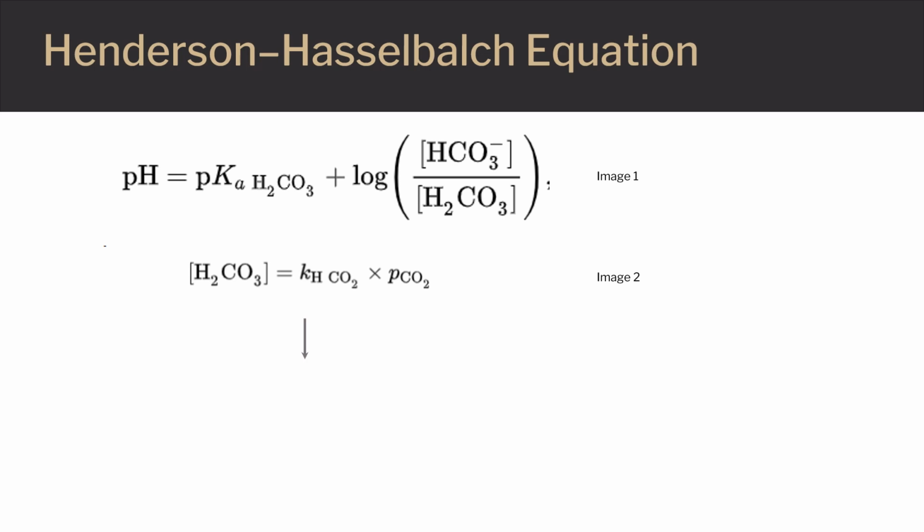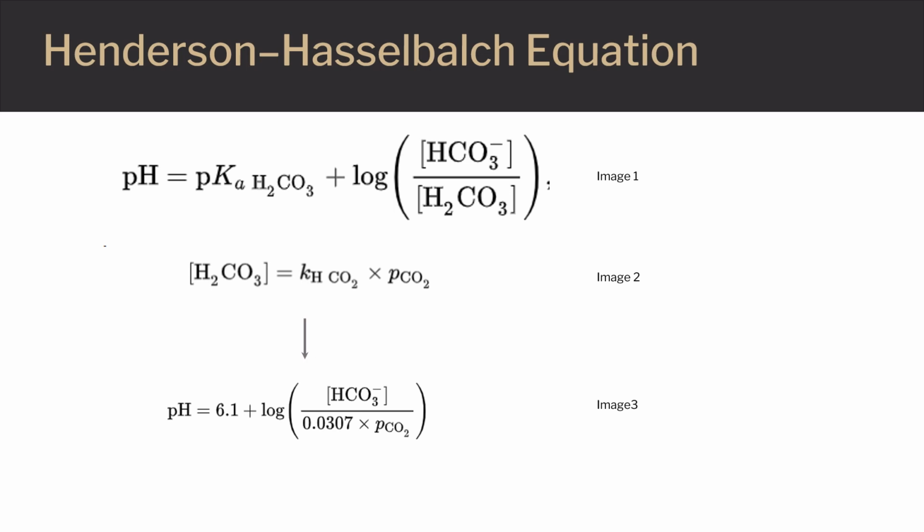When describing arterial blood gas, the Henderson-Hasselbalch equation is usually quoted in terms of PCO2, or the partial pressure of carbon dioxide, rather than H2CO3. However, these quantities are related by the second equation shown on the slide, where KH of CO2 is a constant including the solubility of carbon dioxide in blood. KH of CO2 is approximately 0.03.